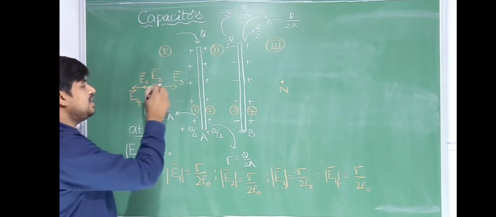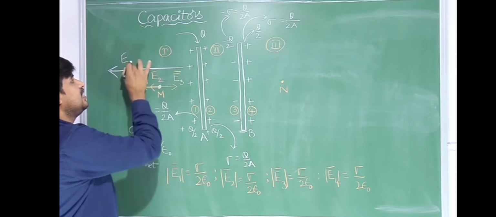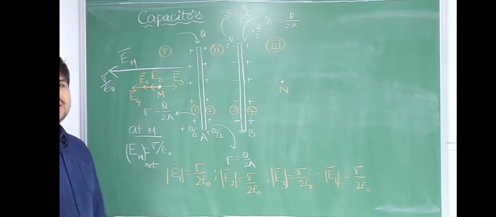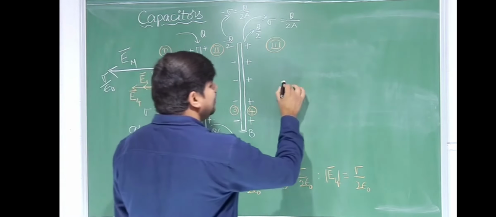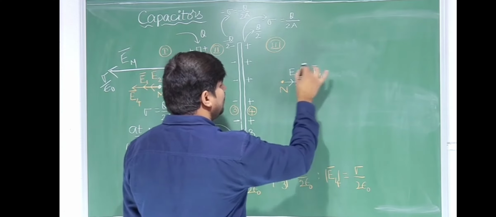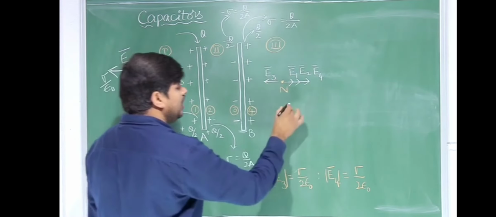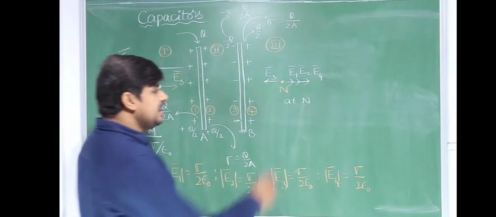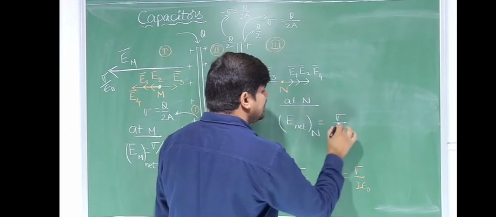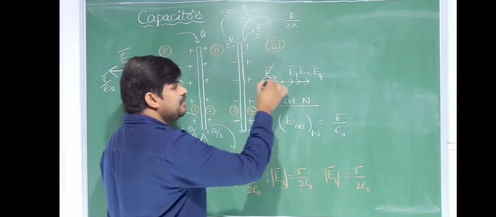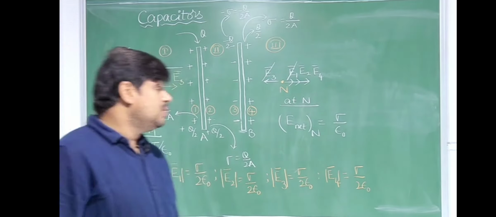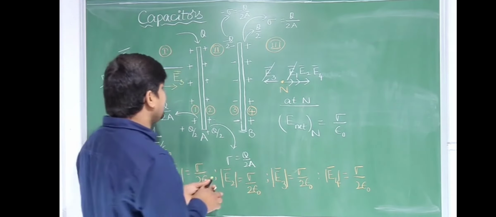This net electric field is directed in this direction, away, with magnitude sigma by 2 epsilon naught plus sigma by 2 epsilon naught, that is sigma by epsilon naught. In a similar manner, E1 is directed away, E2 directed away, E4 directed away, whereas E3 is directed inward. So at N, the net electric field has magnitude sigma by 2 epsilon naught plus sigma by 2 epsilon naught, because E3 cancels with one of E1, E2 or E4. So 2 electric fields remain with magnitude sigma by 2 epsilon naught each. So the net electric field at N is sigma by epsilon naught, also directed away like this.